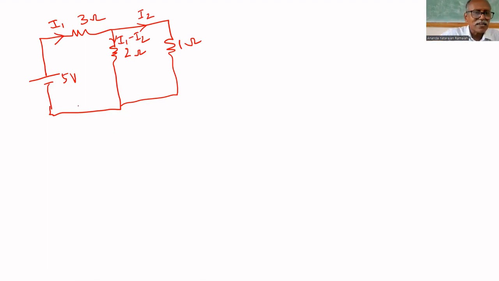We have to check in this branch what is the current. Here, what is the current? Definitely I1. You have to check whether it is correct or not. What is current entering here? I1 minus I2. What is entering here? I2. If you add, you will get I1. You have to check.